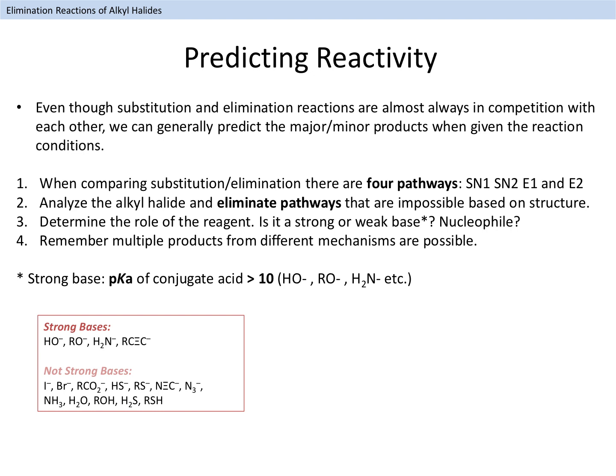Now that we've discussed the individual mechanisms of SN1, SN2, E1 and E2 reactions, let's move on to an important skill in organic chemistry: predicting reactivity. Even though substitution and elimination reactions are almost always in competition with each other, we can generally predict the major and minor products based on the reaction conditions provided.